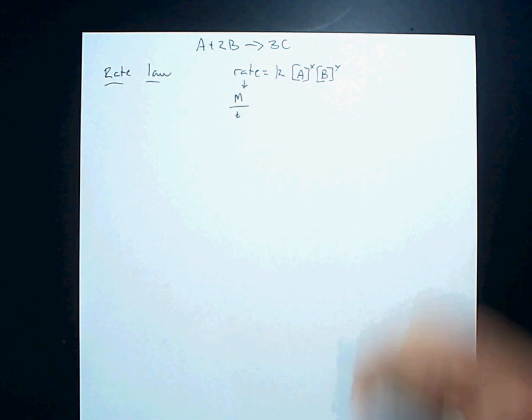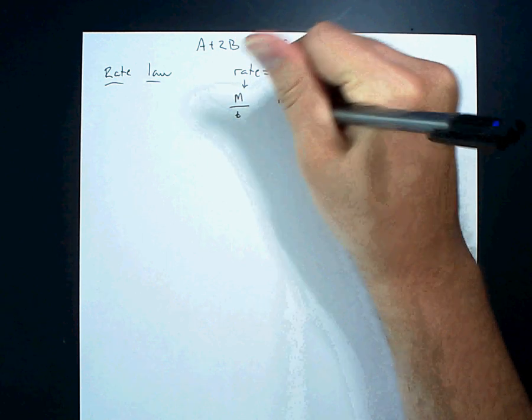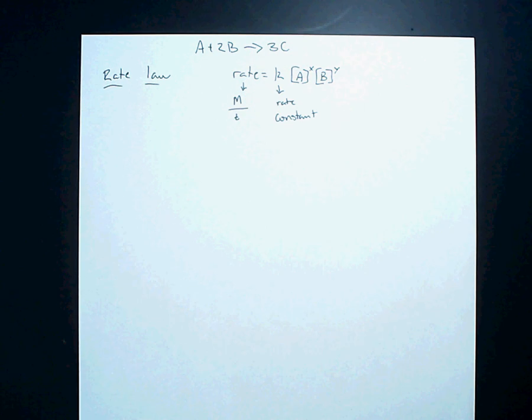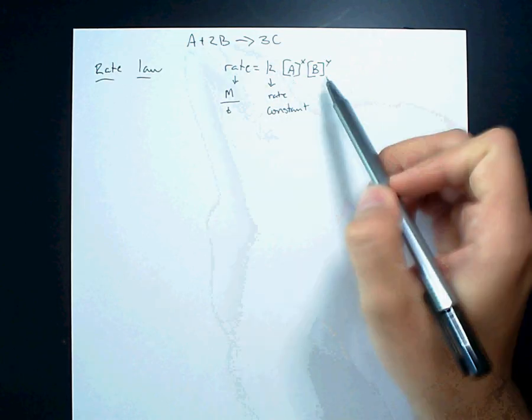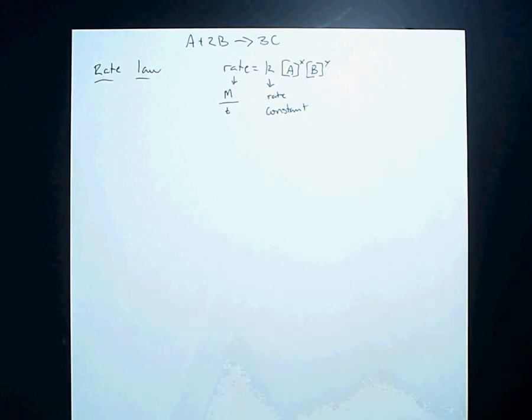Now, this term right here, this k, is called the rate constant. Rate constants are temperature dependent. If you change the temperature of a reaction, the rate constant will be different. So they are temperature dependent, and their units change. The only reason why it has units is to make the other units cancel. That's the only reason why. Now, these are the reactants we have in this reaction. And then there are two powers, right? So this is power of x and power of y.